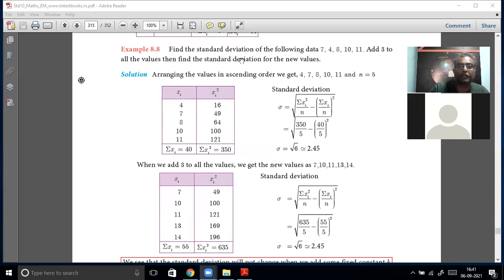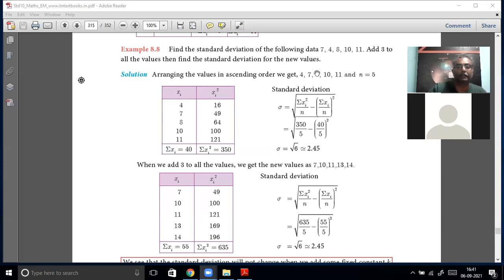Concentrate here. Let us find the standard deviation of the following data: 7, 4, 8, 10, 11. Only for finding the median do you have to arrange in ascending order. For everything else, you can take it as it is. Now what is it telling? Add 3 to all the values, then find the standard deviation for the new values.